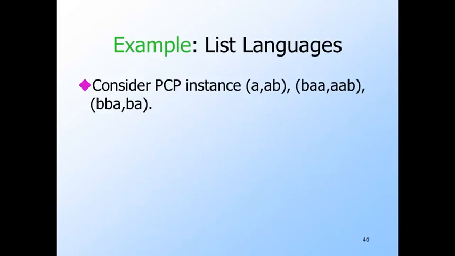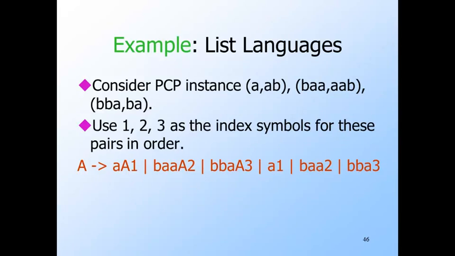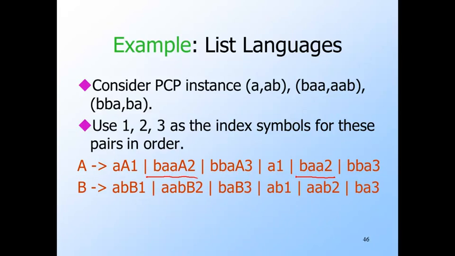Here's an example of a PCP instance over alphabet {a, b}. We'll use 1, 2, and 3 as the index symbols. So the grammar with start symbol A is this. For example, the second pair, whose first string is baa, gives rise to these two productions. Here's baa with the variable A in the middle, and then 2, which is the index. And then there's another production that's the same but without the capital A. And here's the grammar for the second strings in the pairs with start symbol B.